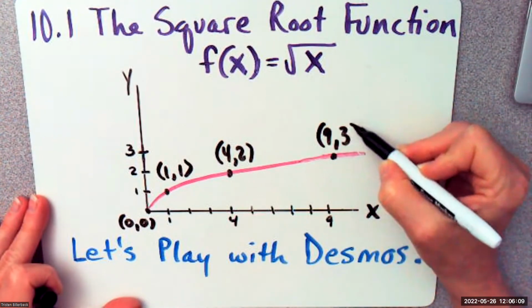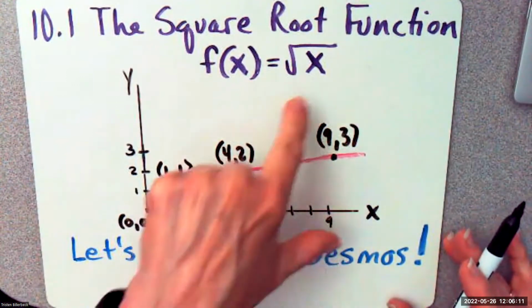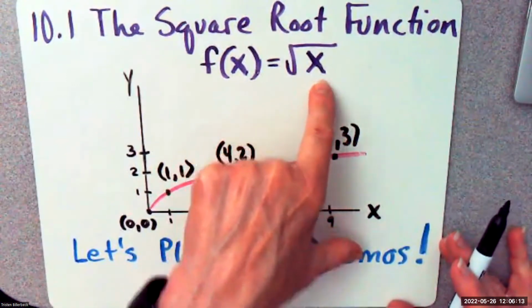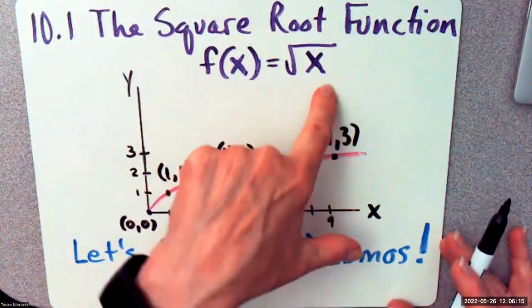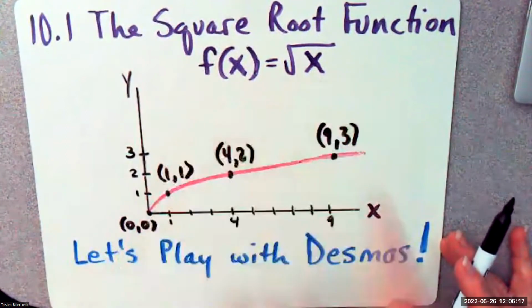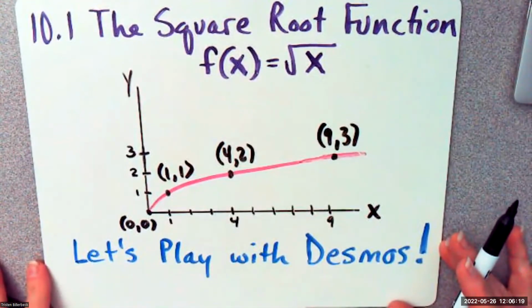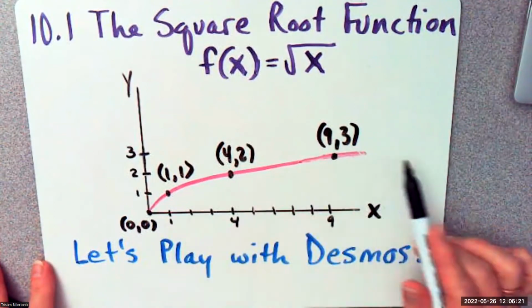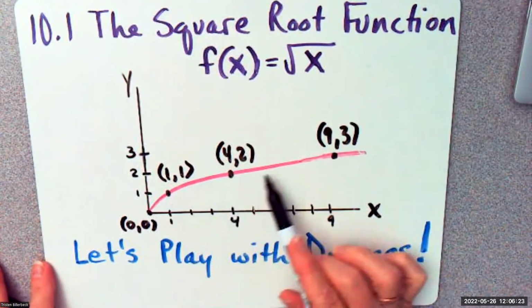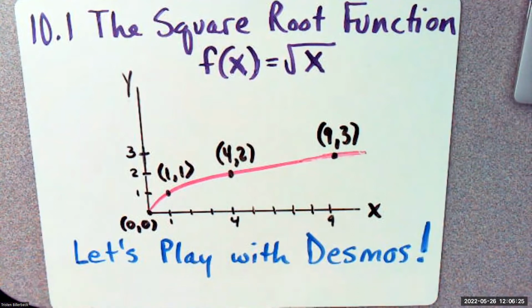(9, 3). So we can see that if we input a 9 in here, the square root of 9 is 3. Put a 4 in there, the square root of 4 is 2. So we only need the easy points. We don't need all these very difficult points in between. So keep it easy on yourself and go with the easy points for graphing.